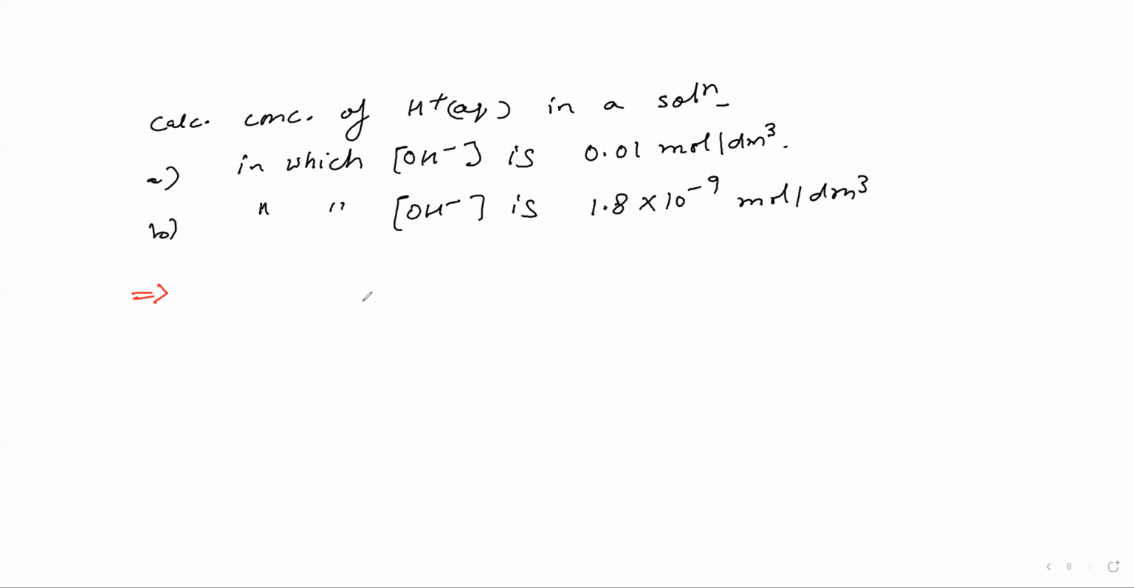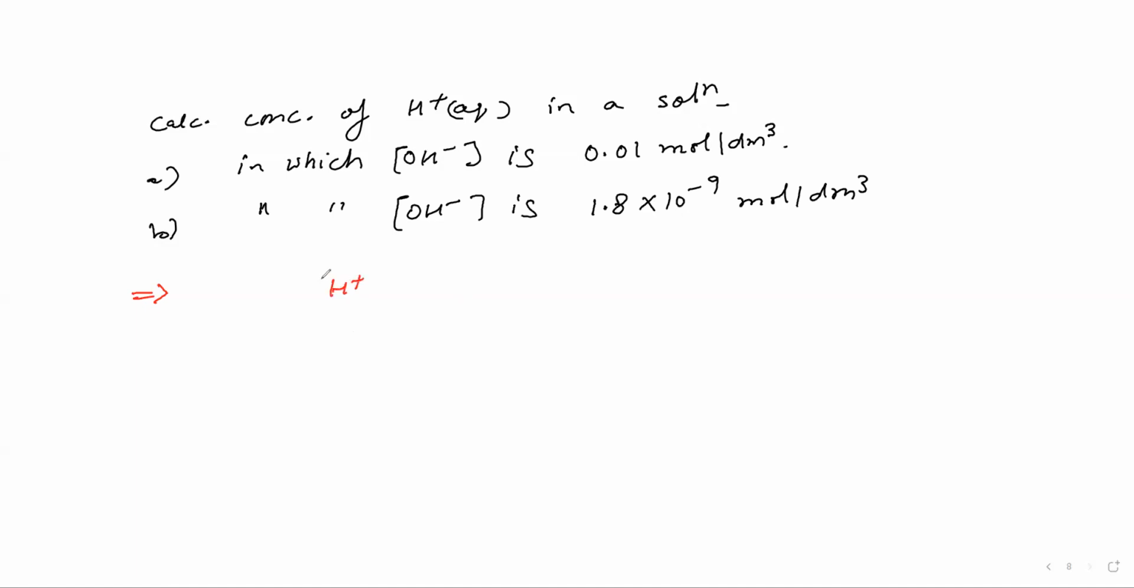Okay, so basically we know that here, if the temperature is not stated, we assume it to be 25 degrees Celsius. Otherwise, if the temperature is different, they need to give us Kw for that given temperature. But here they haven't mentioned it, so we will assume the temperature to be 25 degrees Celsius. Okay.